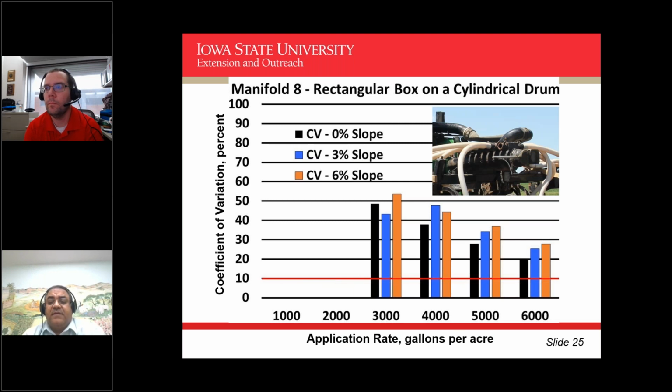The next one we tested, this one is a rectangular manifold. The manure enters into this thing from one side, and the outlets are on both sides of the rectangle. This particular one also had pretty high variability. The manufacturer did tell us that they would actually use it in higher flow application where the application rates are really above even maybe 6,000 gallons per acre. So on the lower side, we did not see the variability where we wanted to see it, below that 10% mark.